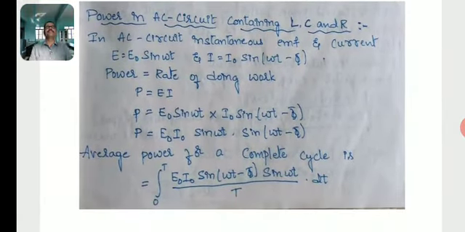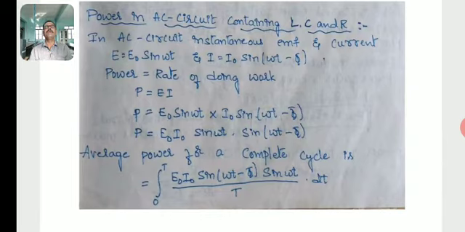Then power in AC circuit containing L, C and R: inductor, capacitor and a resistor. In AC circuits, the instantaneous EMF and current are given by E is equal to E naught sin omega t and I is equal to I naught sin of omega t minus phi, where phi indicates the phase difference between current and EMF in LCR circuit.